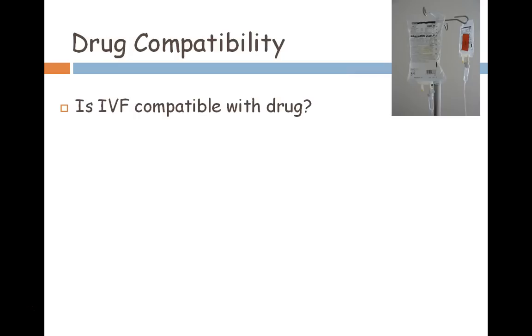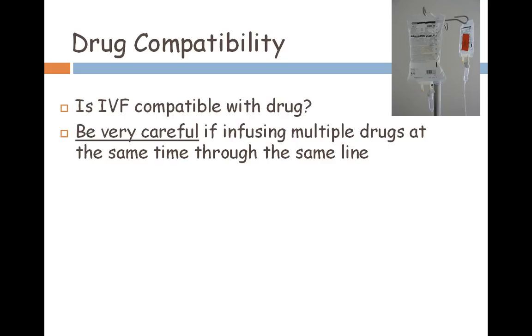So drug compatibility. We need to see if the IV fluid that the patient is getting is compatible with the drug. IV medications are given through IV lines that either have some IV fluid dripping in or a saline lock. And before we attach the med, we need to look up compatibilities. And again, we'll do that in the lab. We'll practice looking some drugs up.